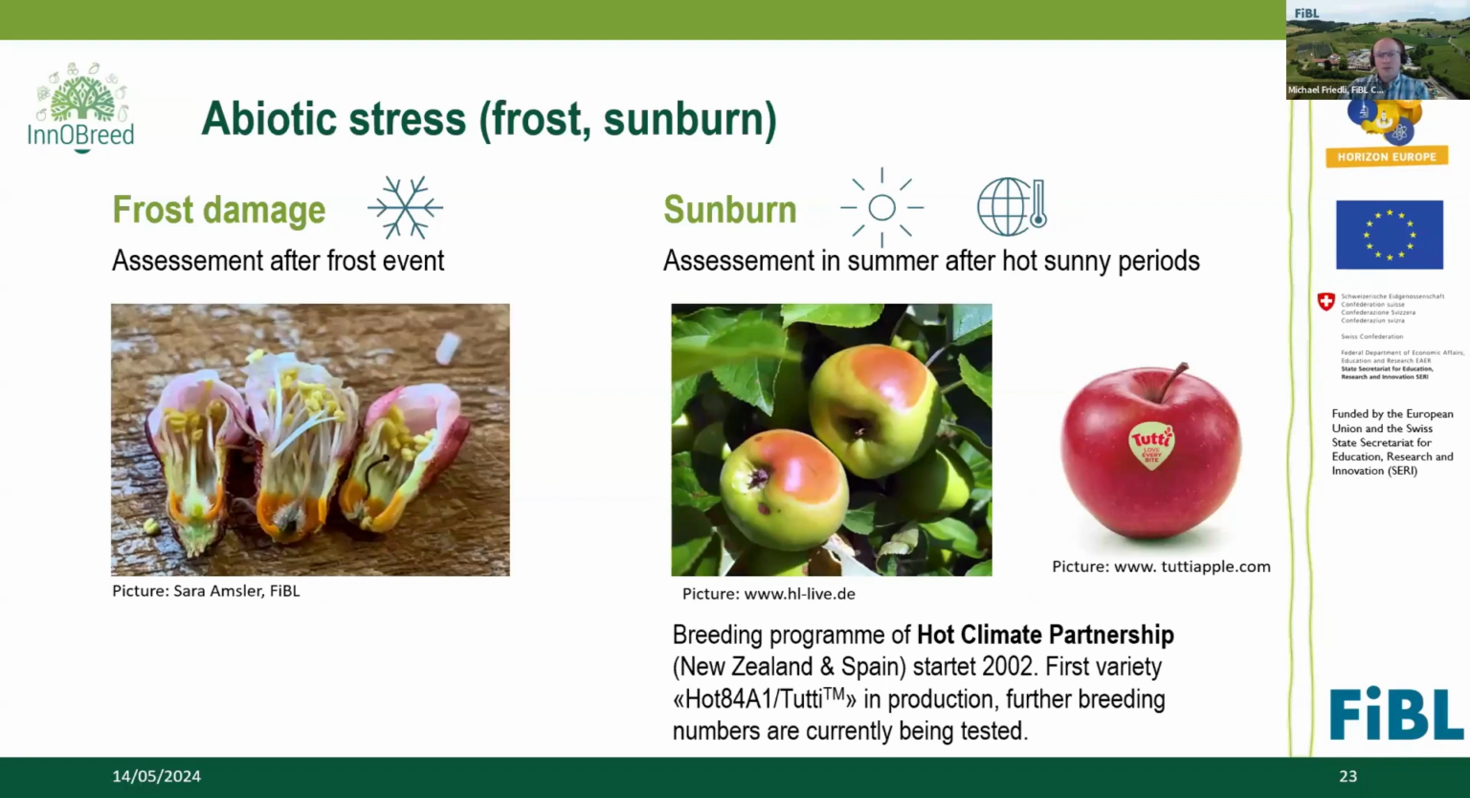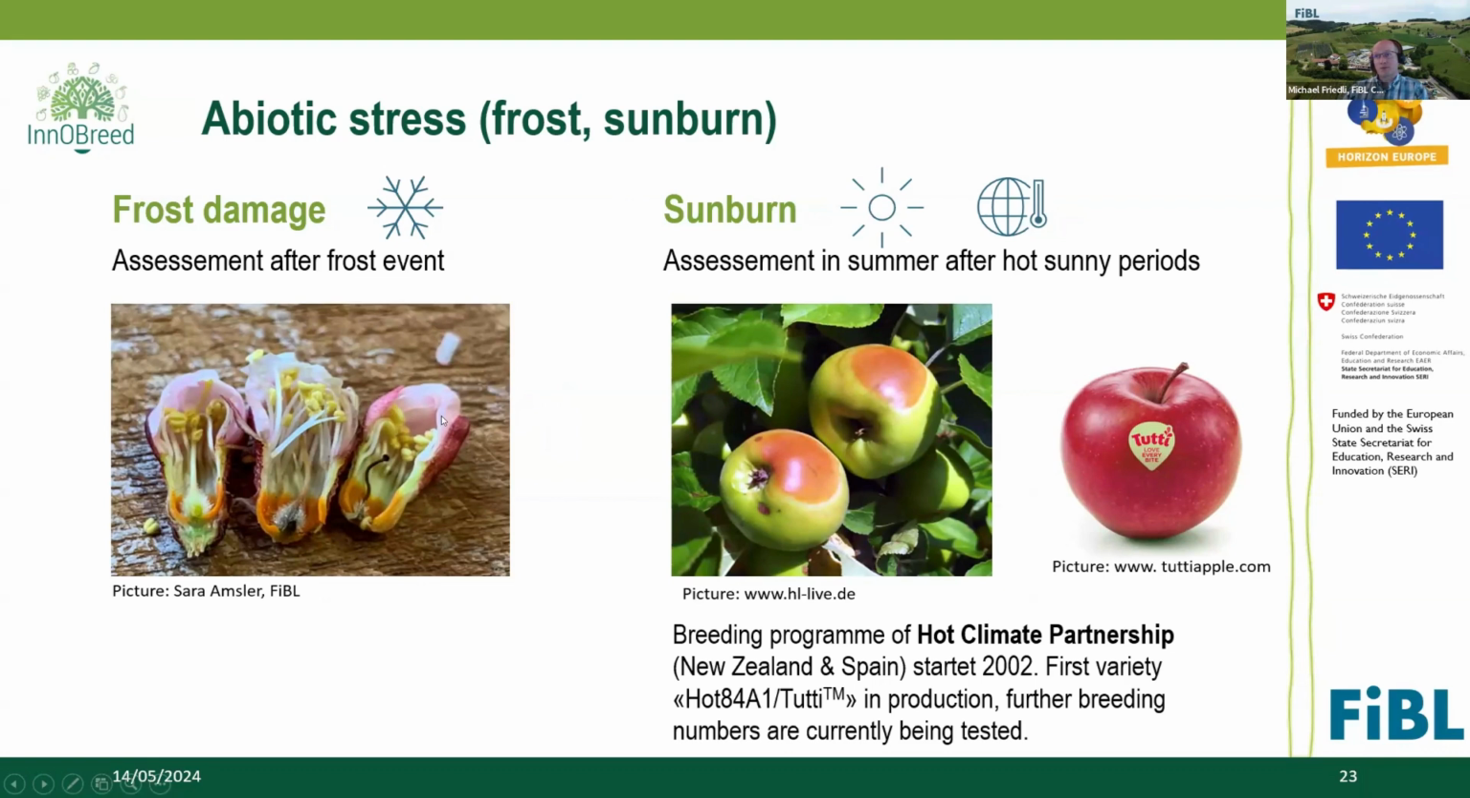Then, we discussed it just before, at the end of the last lecture: the robustness against abiotic stress is becoming more and more important in the future, but it's also sometimes not that easy to assess. I think the most obvious aspect is frost damage. You can assess this after a frost event. You can take some flowers and look at whether you have some damage. You can see here some damaged flowers.